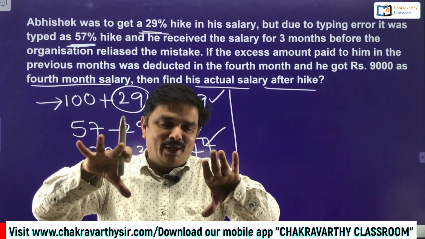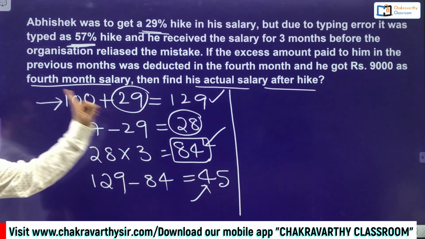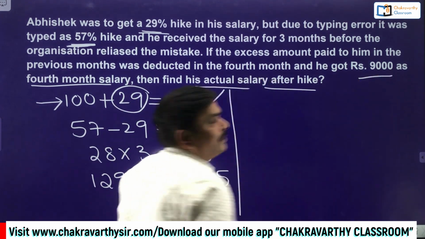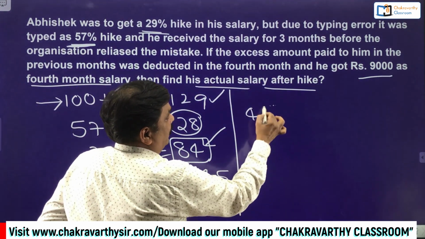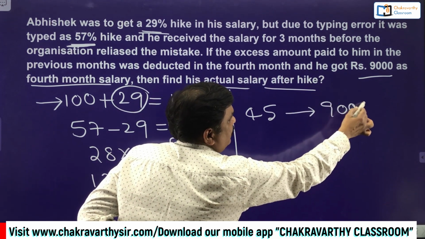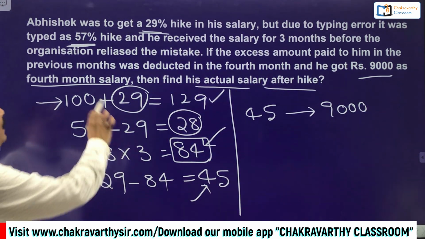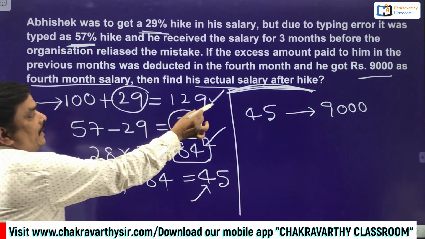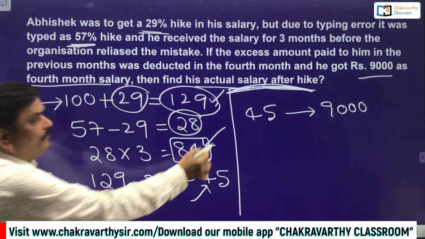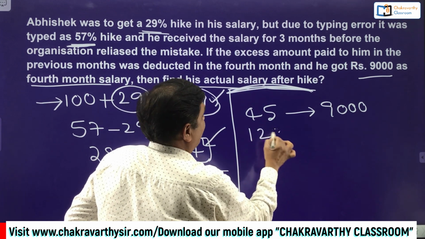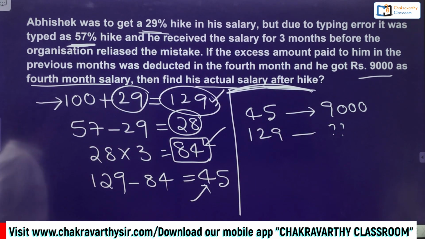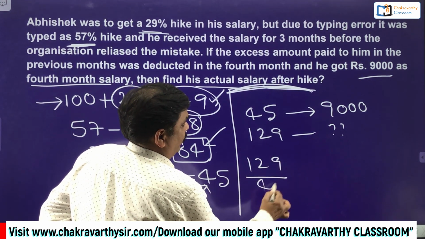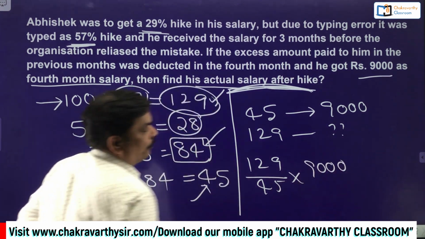These are the imaginary figures. But actually, what is the actual figure? The actual figure was 9,000. So in the 4th month, he actually got 9,000. So I can equalize 45 is equal to 9,000. This is the unitary method. Then what I need to find out here is his actual salary after hike. According to our imaginary numbers, the actual salary after hike was 129. When 45 equals 9,000, 129 equals how much? You know this one. Simply you can go like this: 129 by 45 into 9,000. Quickly you can go for the simplification.